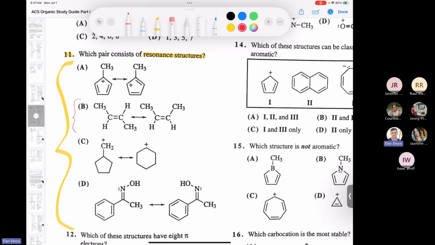And it's not me trying to fool you. Those are not resonance forms, are they? Because one is trans and one is cis. Those are stereoisomers. That has nothing to do with resonance, okay?